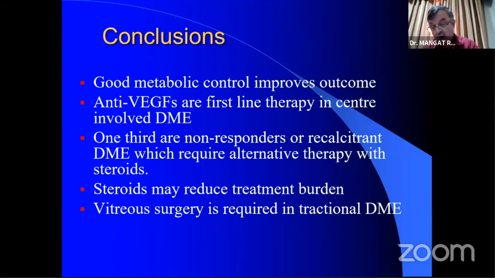So I would like to conclude my talk by saying that good metabolic control improves the outcome. We should not forget that. We should remind ourselves and write down all those investigations which I mentioned in the book. And anti-VEGFs are the first-line therapy in center-involved DME. About one-third are non-responders or have recalcitrant DME, which may require alternative therapy with steroids or some other therapy, or maybe, I don't know, the combination treatment which was talked about earlier.